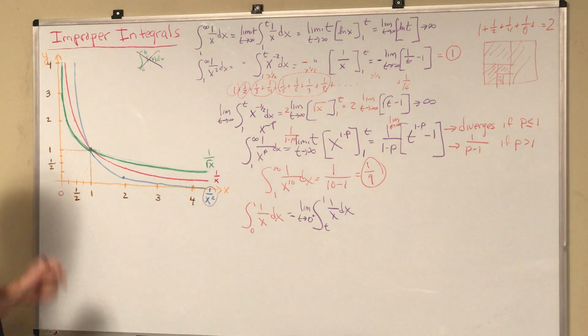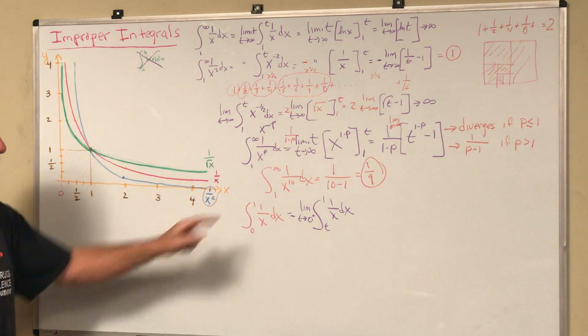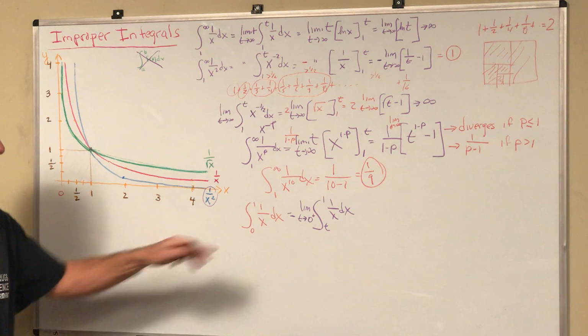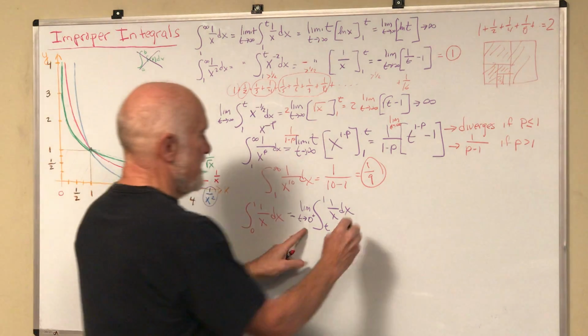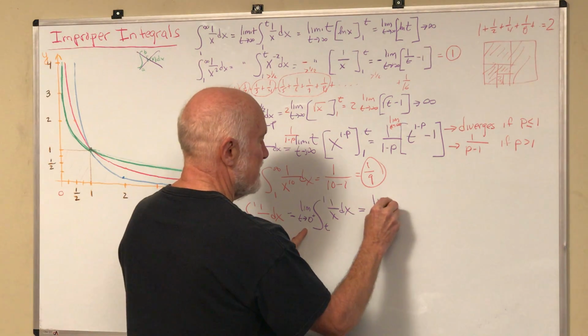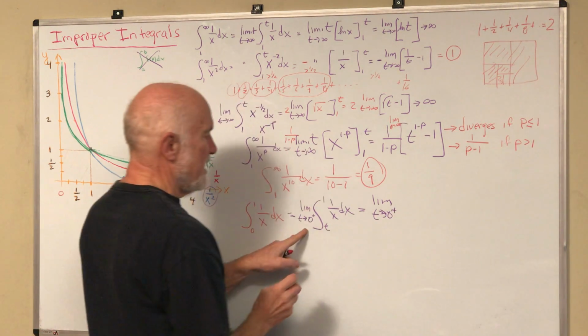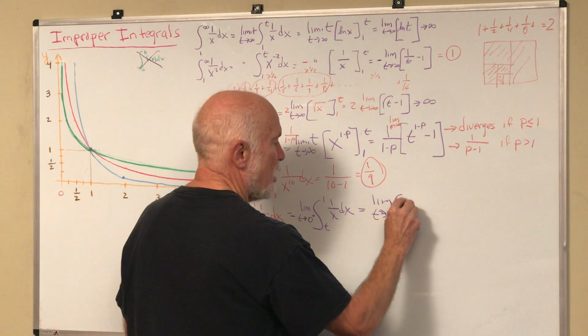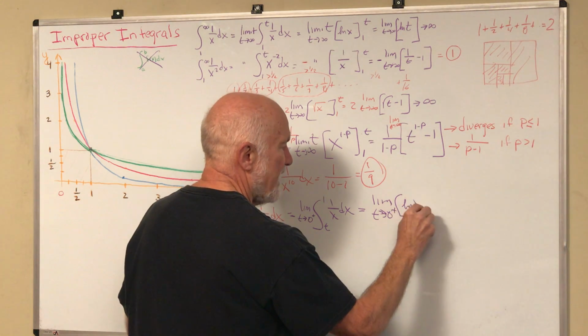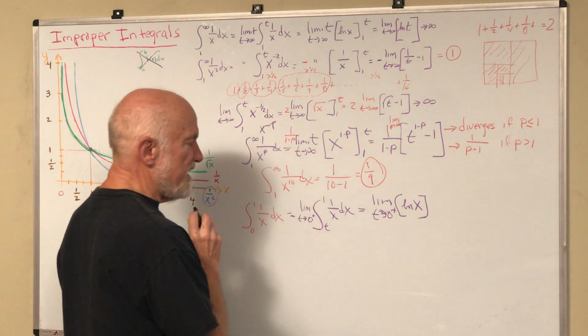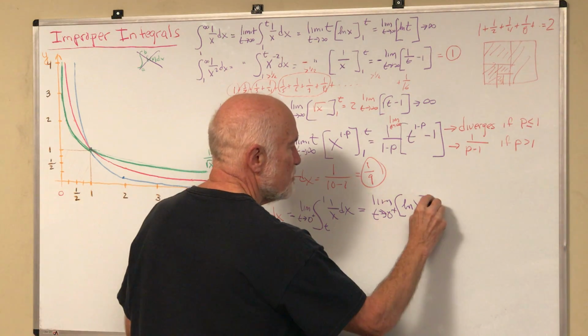If we're going in this direction from 0 to 1, we're never going to get to negative numbers. So if we carry this out, we get the limit as t approaches 0 from the right, and this is still the natural log of x. We still don't need the absolute value, from t to 1.